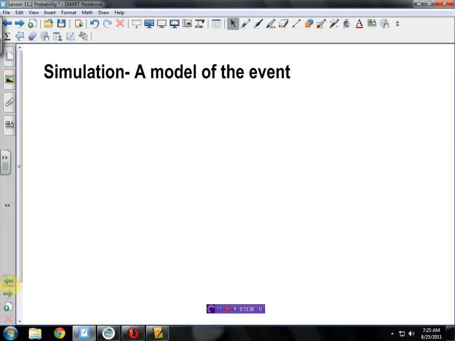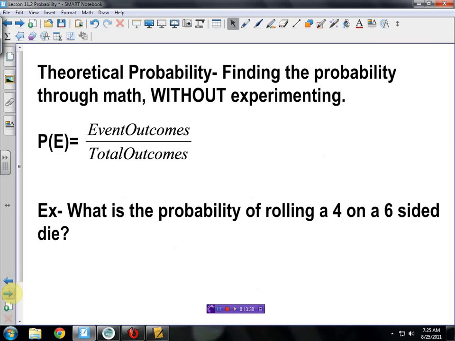All right, went backwards. All right. Theoretical probability is finding the probability through math without experimenting. Right? So here we're going to write probability the same way. Right? We have event outcomes and total outcomes. We're going to do this through math. So an example was probability of rolling a 4 on a 6-sided die.